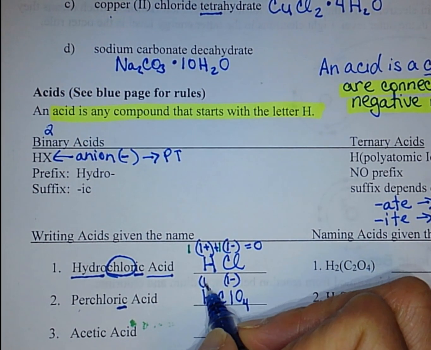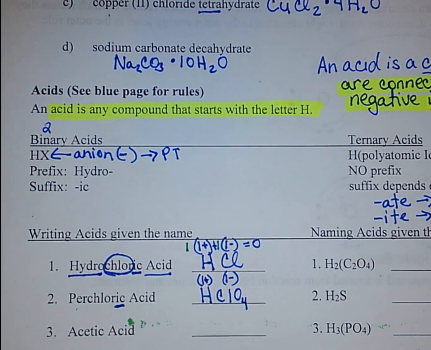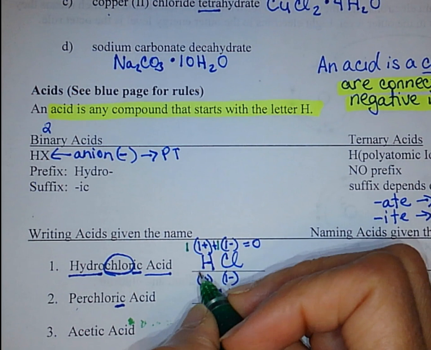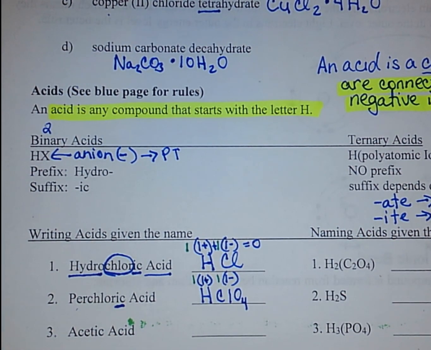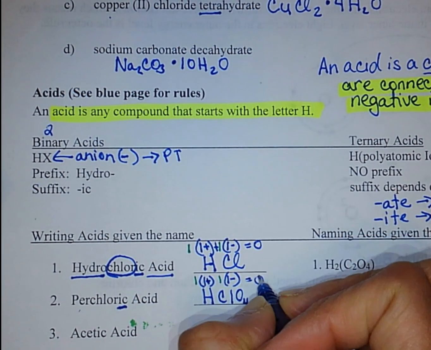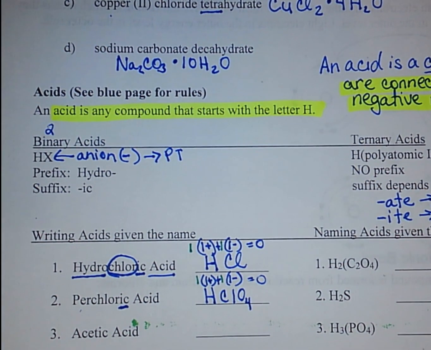Hydrogen always has a plus 1 charge, so we're trying to figure out how many atoms. In this case, it would be 1 to 1. And keep in mind also that all acids, again, you guys, always equal 0 because they're completely neutral.